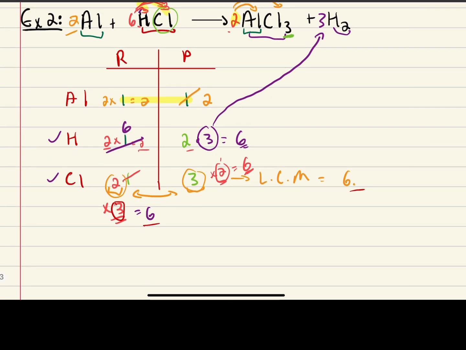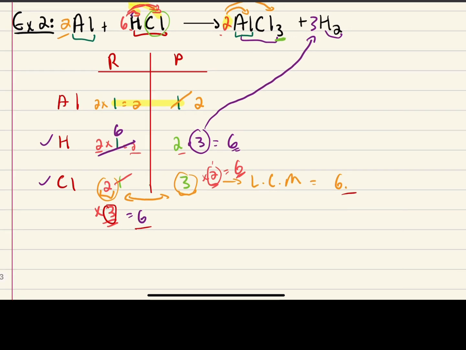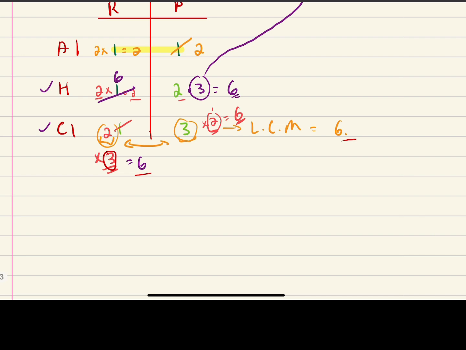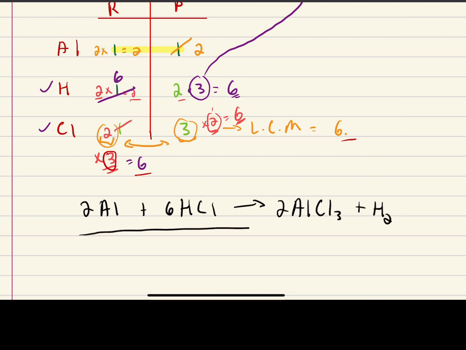So finally, after all that changing, all of this is fine. Remember, it's fine to change your coefficients. You just can't ever change these subscripts. Sometimes placing these multipliers just starts it off, but you might have to change them later on. So when I do this, it's going to be 2Al plus 6HCl. And that gives us 2AlCl3 plus 3H2. And this is the final balance.